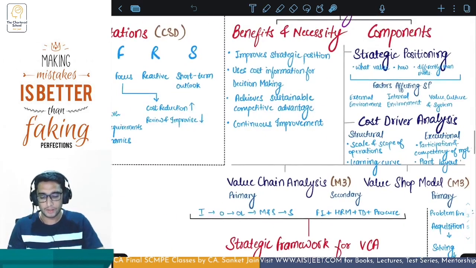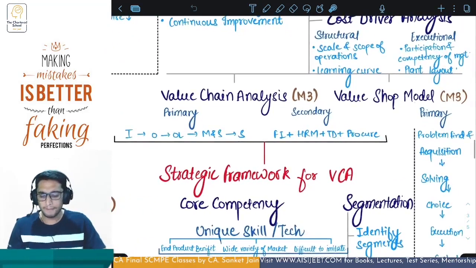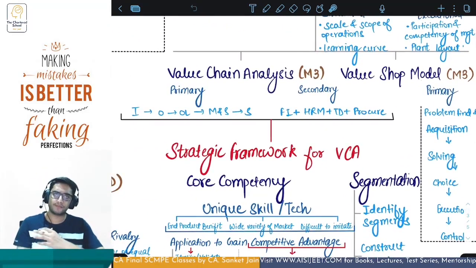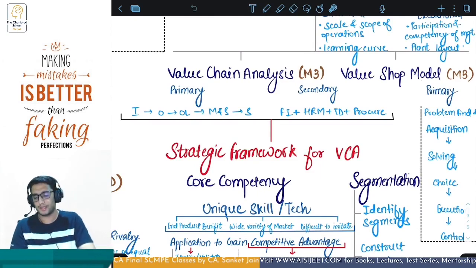Okay, the third component, which is very important from the entire subject point of view, is value chain analysis.